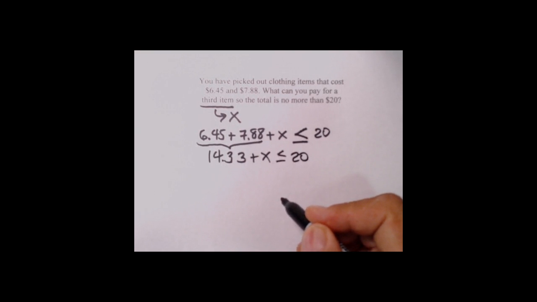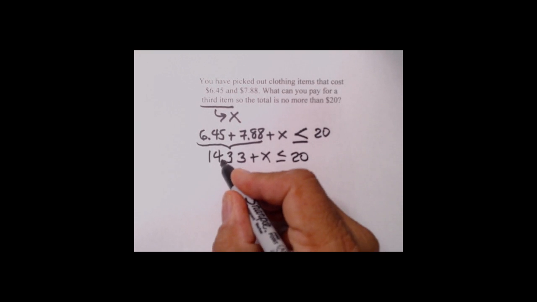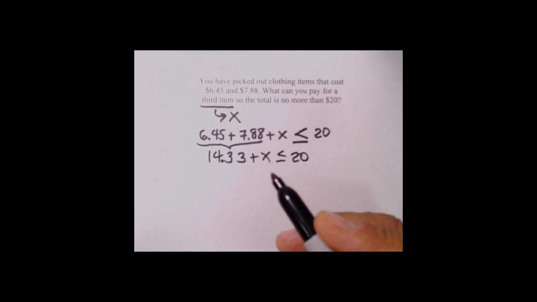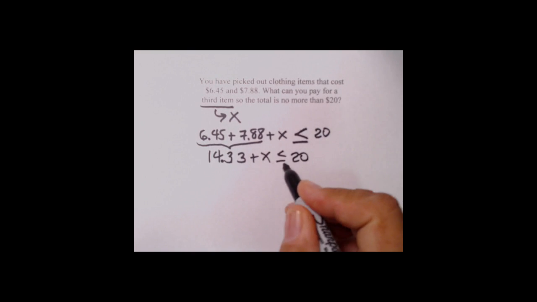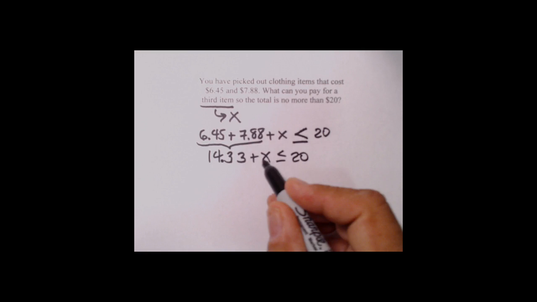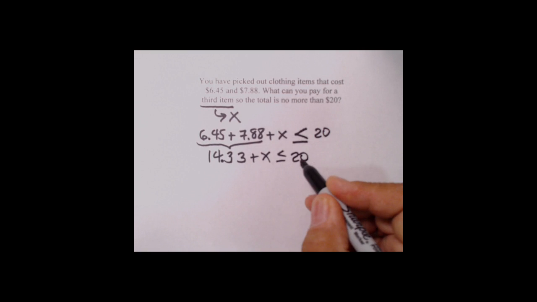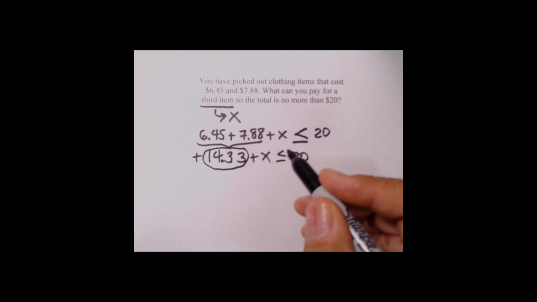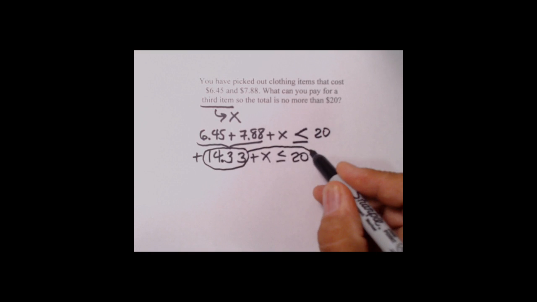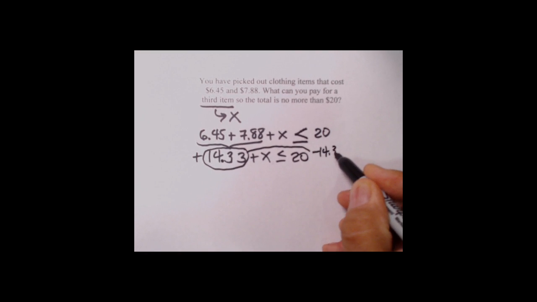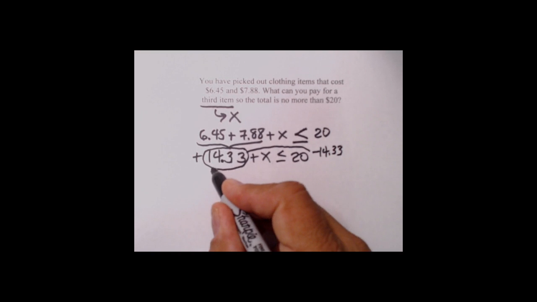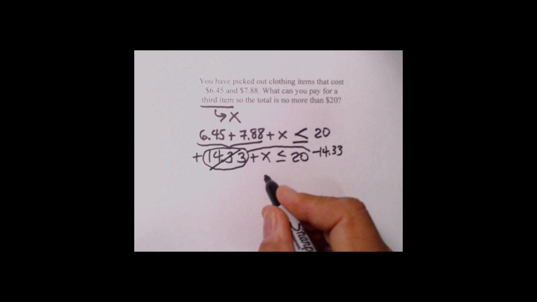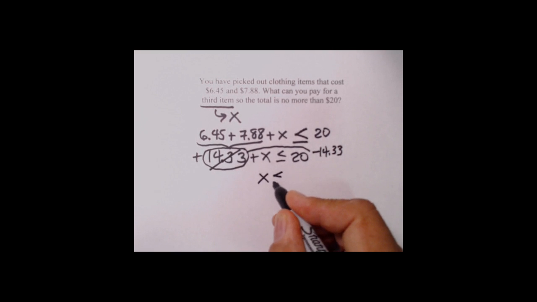Okay, well, remember, we solve inequalities just like regular equations. If we ever interchange the sides, we have to flip the inequality. And if we multiply or divide by something negative, we have to flip the inequality. But here we're just moving this 14.33, which is officially plus, has to come over as negative 14.33. We move it to the other side because we're solving for X. So it's been moved. No reason to flip that inequality.